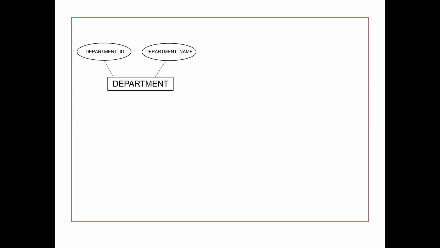As we discussed in our previous video, an entity is represented by a rectangle and the attributes are represented by ovals and connected to the entity. So the department entity and the attributes will be represented like this. Here the department ID identifies each department uniquely. Therefore, the primary key will be department ID.